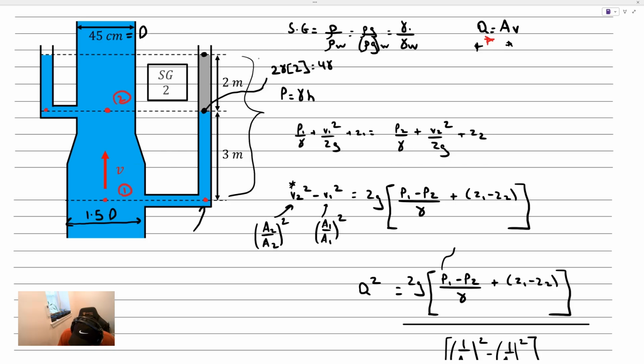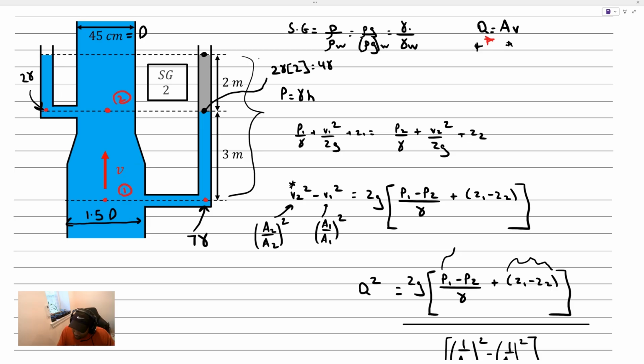I'm going to descend by 3 more gamma to end up at this point, which is equal to the pressure at point 1 since they're at the same elevation. That's equal to 4 plus 3 is 7 gamma. And what about the pressure at point 2? The pressure at point 2 is just going to be 2 gamma. We're just looking at water there.